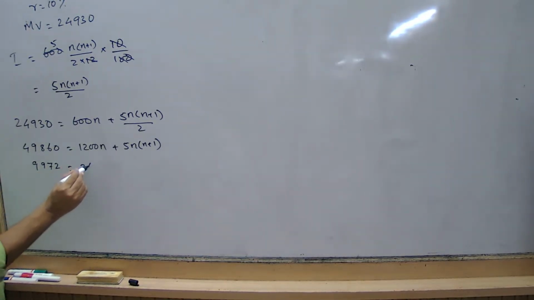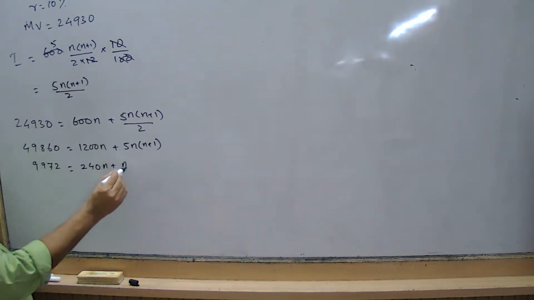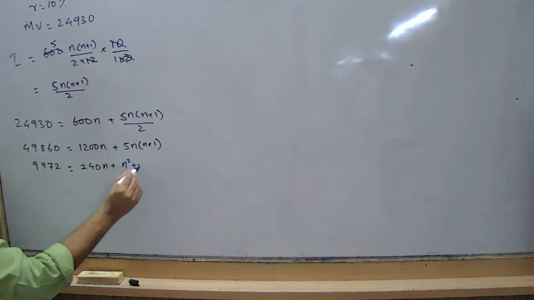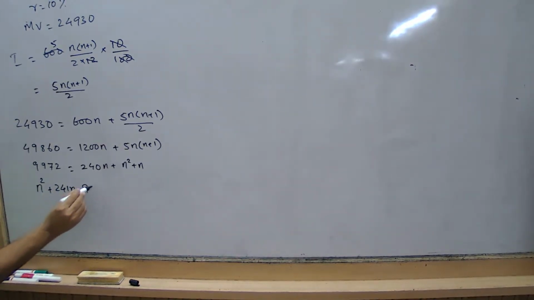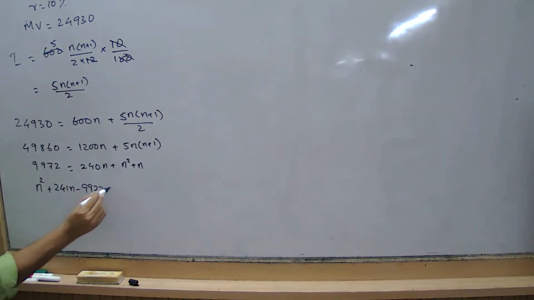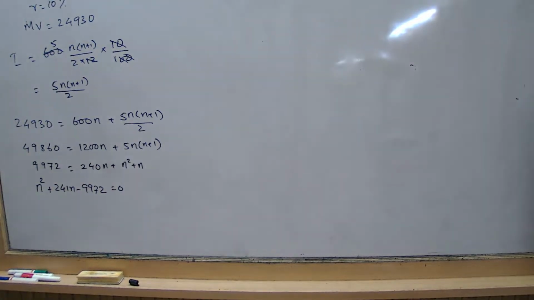240n plus n into n plus 1, that is same as n square plus n. So your equation is coming as n square plus 241n minus 9972 is equal to 0. According to me, this is the equation.